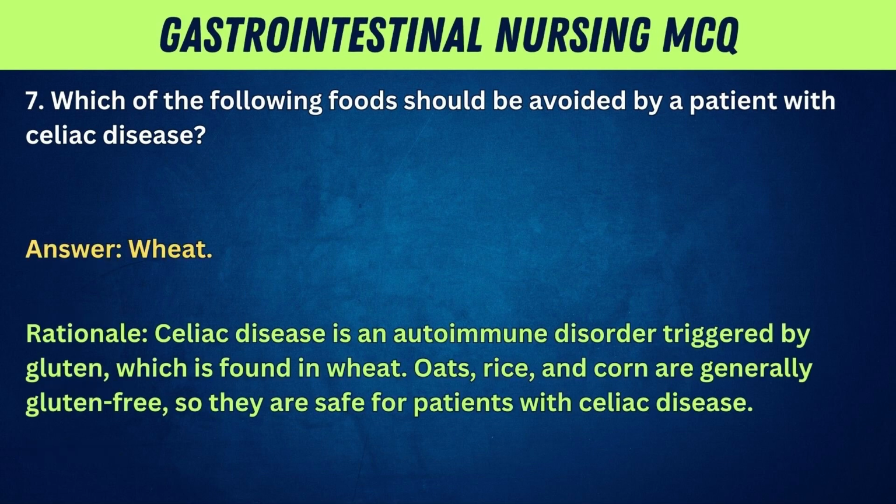Rationale: celiac disease is an autoimmune disorder triggered by gluten, which is found in wheat. Oats, rice, and corn are generally gluten-free, so they are safe for patients with celiac disease.